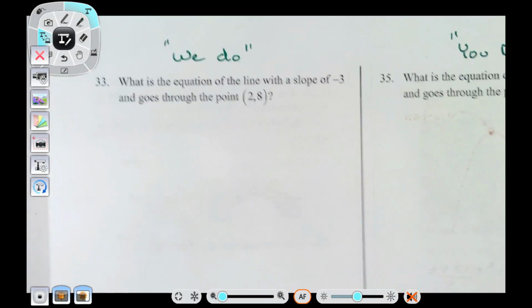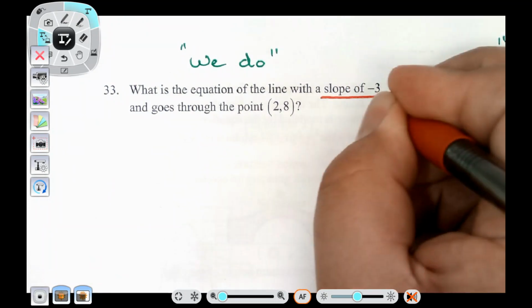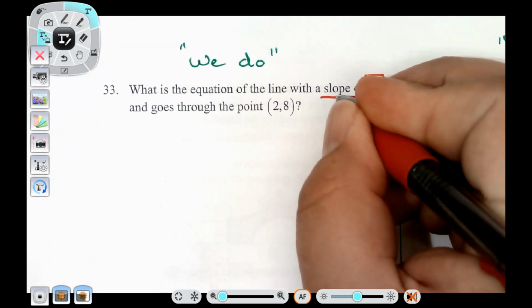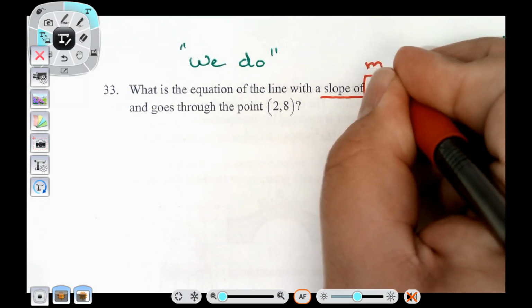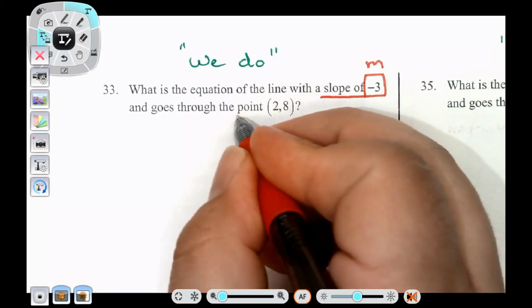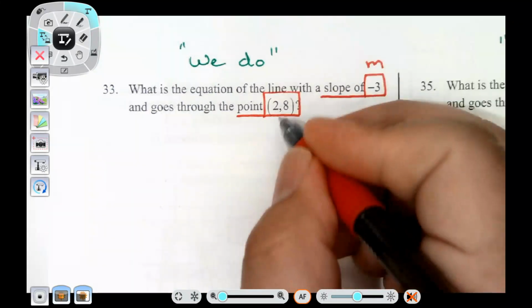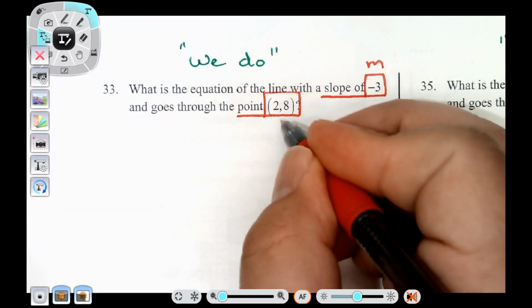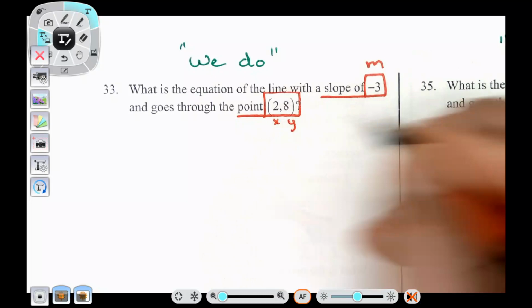Here we go. Let's zoom in a little more. So it says, what's the equation of a line with a slope of negative 3? Well, first of all, let me put a box around it. It says slope. Well, what letter represents slope? Your M. And then I keep reading. And it goes through a point, and they gave me a point. Well, remember what letters are represented in a point? Well, there's your X, there's your Y.